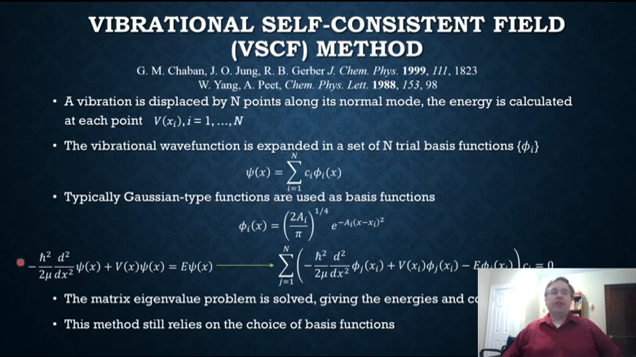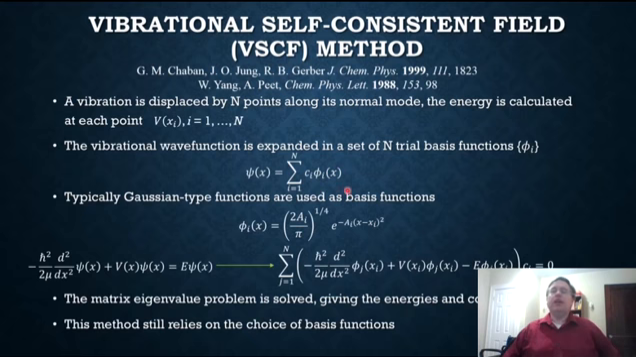Therefore, the Schrödinger equation turns into this equation, which is a matrix eigenvalue equation. These two terms here become matrices, and this entire equation here is a matrix eigenvalue problem. If we find the eigenvalues and eigenfunctions, that gives us the wave functions and the energies. Now, this method is not fully numerical because it still relies on the choice of basis functions here.